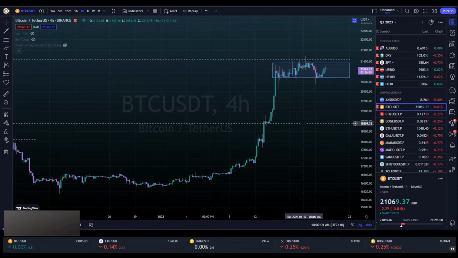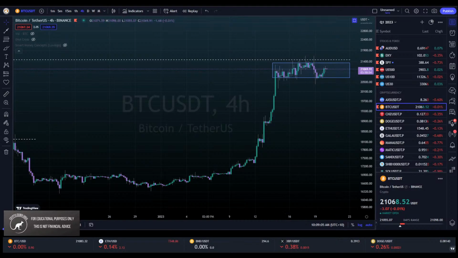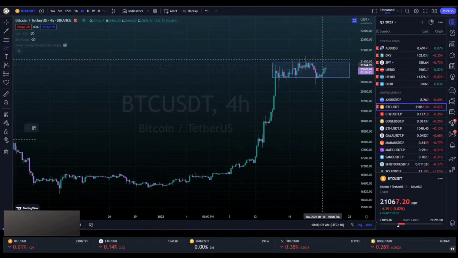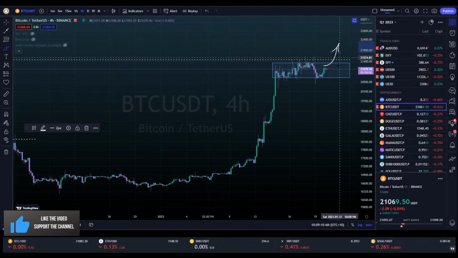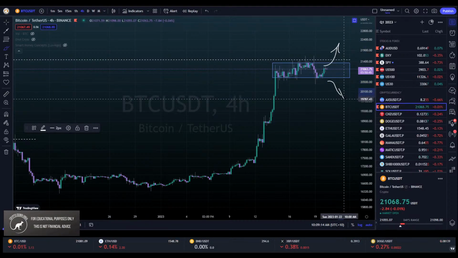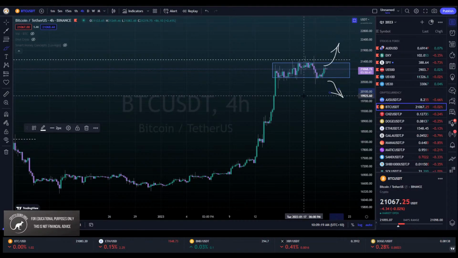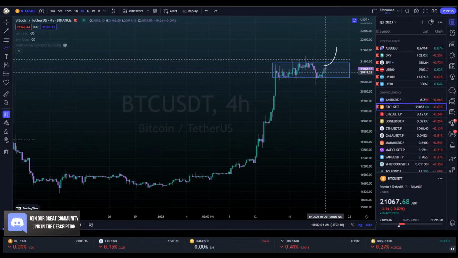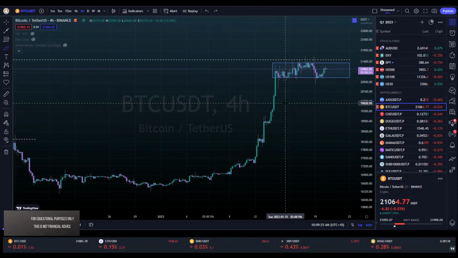I've got a bias of the way I want it to go, but I'm also open and prepared for it going the other way. My bias is up, but I understand that this is possible. There's downside potential here too. So what am I doing? I would wait for confirmation. Wait for the candles to close outside this rectangle to show you what's more likely to happen, and then act accordingly based off that.